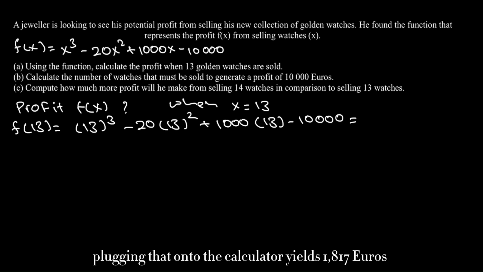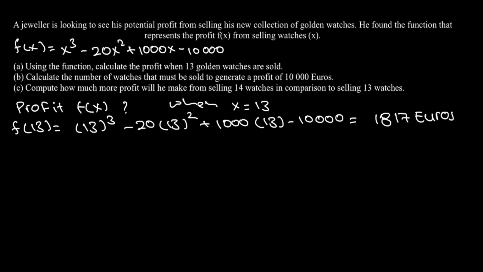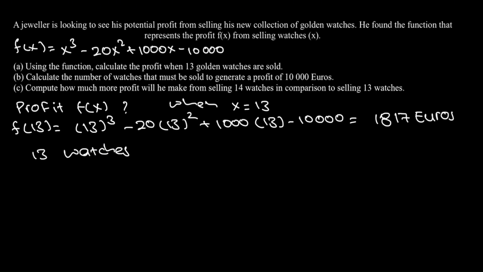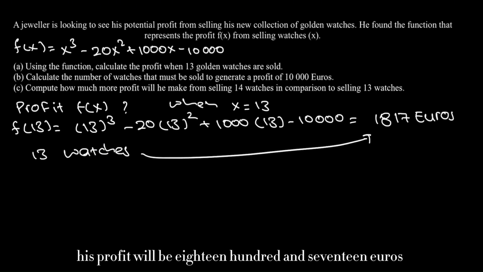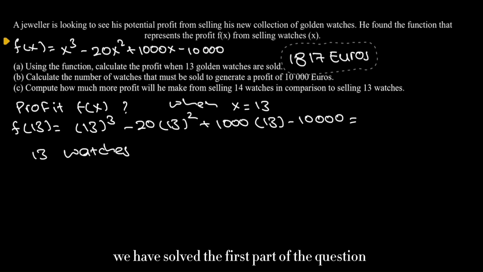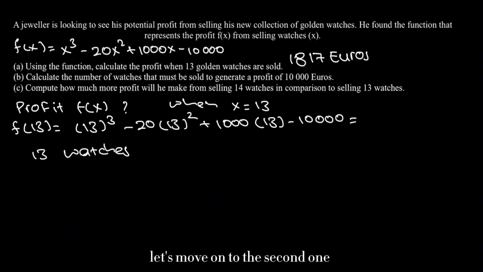Plugging that onto the calculator yields 1,817 euros. Now we must interpret our results. This means that when he sells 13 watches, his profit will be 1,817 euros. We have solved the first part of the question. Let's move on to the second one.